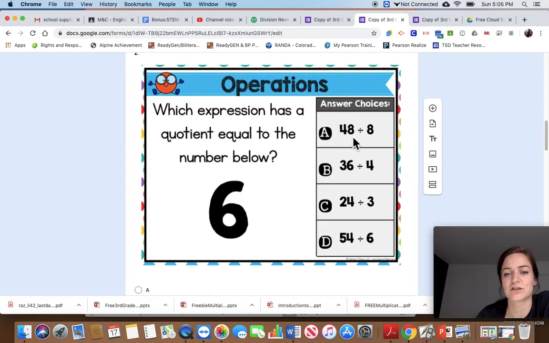All right, so let's just look through them. 48 divided by 8. 6 and 8 went on a date. They didn't get home till they're 48. So we found it right away. It was A. Let's just check the other ones. 36 divided by 4. You guys don't know that one, but that one's 12. 24 divided by 3. That one's 8. And 54 divided by 6 is 9. So none of those are right. So A is your correct answer.